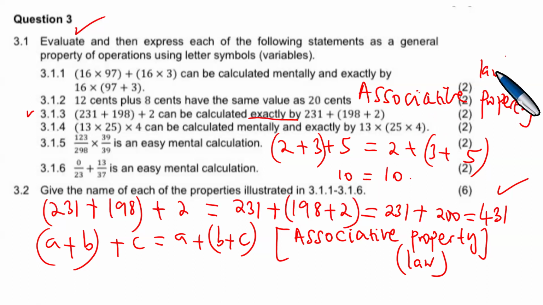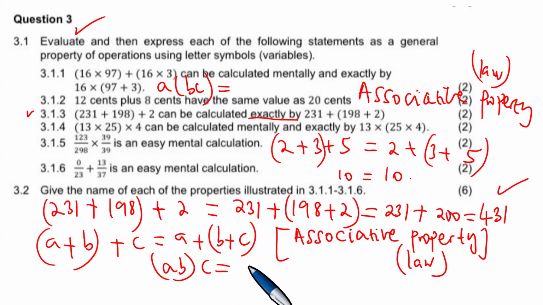Or what we call the associative law, because it also works with multiplication. If we have A, B, C, it is A, B, C, like that. So we therefore get the answer there, and we're excited. Okay, let's continue right now. We have done 3.1.3. We have evaluated, but also we have stated the law.